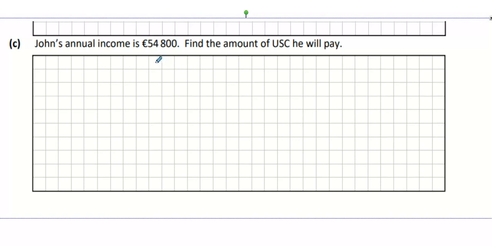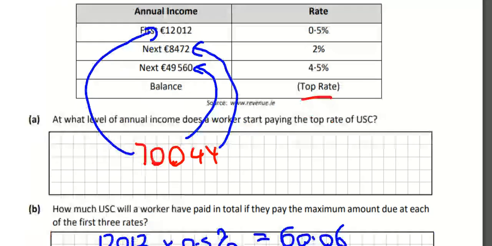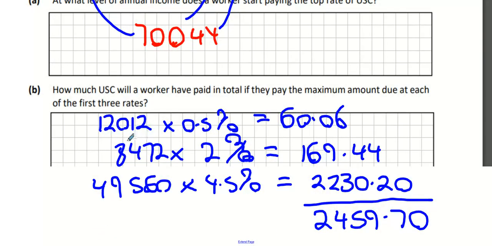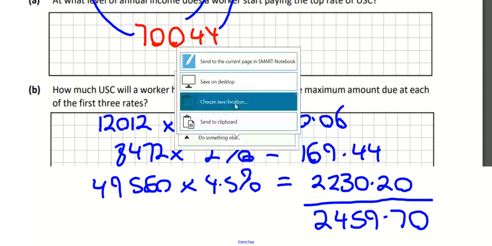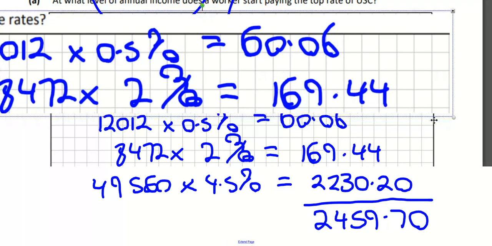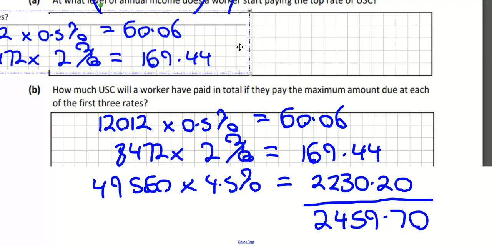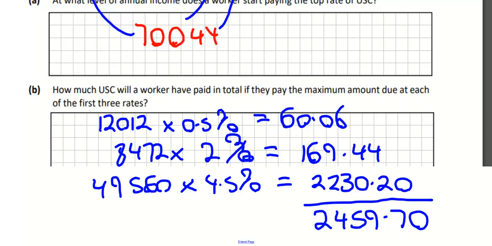C. John's annual income is 54,800. Find how much USC he'll pay. All right, let's figure this out. Let's go back to the first. We'll use these numbers here, won't we? The first 12,000. We can actually just grab this part here. See this part of the last question? Okay. I'm just going to grab that again. Why am I grabbing that again to use? Anybody tell me? He's going to use that at the start of his wage, isn't he?